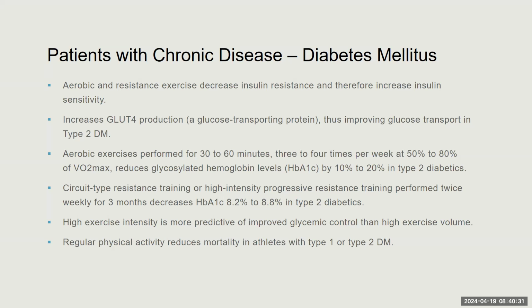And high exercise intensity is more predictive of improved glycemic control than high exercise volume. So that's one of the few ones where the intensity is more important than volume. Regular physical activity reduces mortality in athletes with both type 1 and type 2 diabetes.